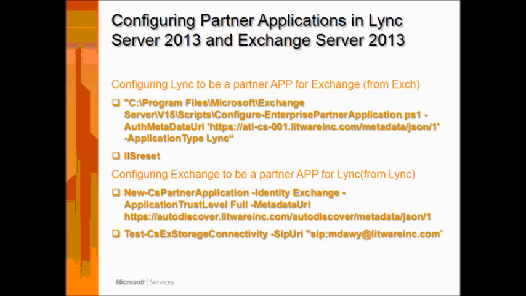If you configured everything properly, the certificates are in place, and both of these applications are trusting each other, you can test it by using this command: Test-CsExStorageConnectivity -SipUri, and you can type here any SIP URI for any of your Lync clients, but make sure that this client also has a mailbox on Exchange 2013 servers. So this client should be enabled for Lync and have a mailbox on Exchange server. You can run this command.